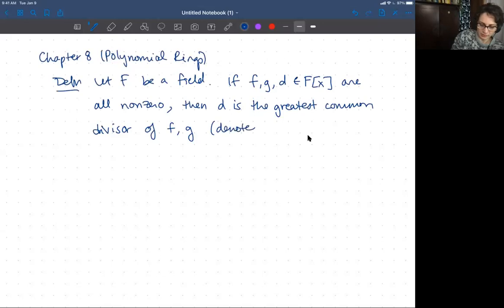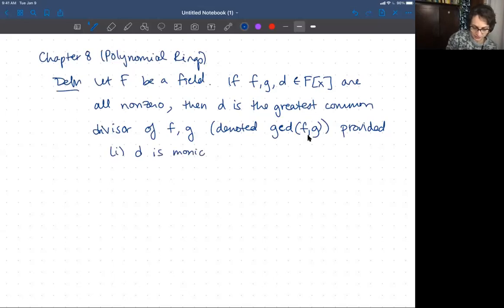And we're going to denote that the same way we would for the integers, with the notation GCD of f and g, provided a few things happen. And it's going to be really similar to what we had in the integers. First of all, we want to make sure that d is monic, meaning that the leading coefficient, whatever it is, is a 1. Which means that d looks like x^n + a_{n-1}x^{n-1} plus blah, blah, blah. That first term is guaranteed to be 1 in a monic polynomial.